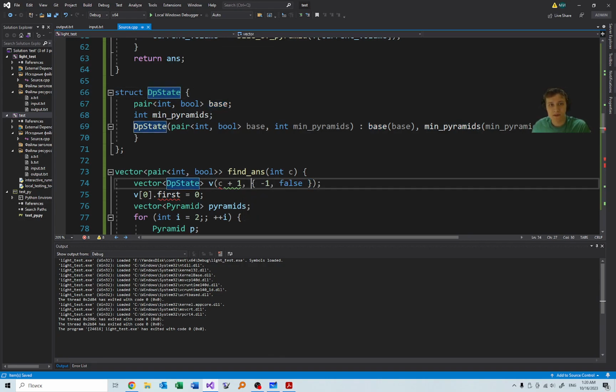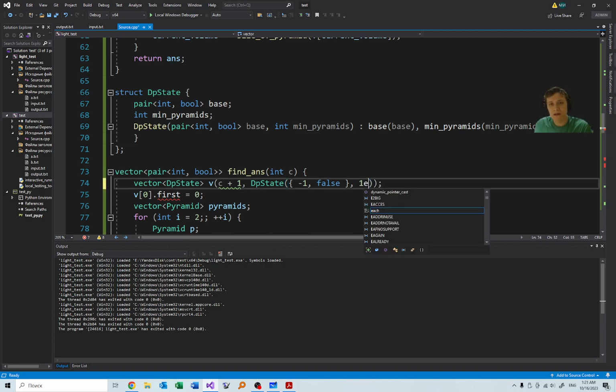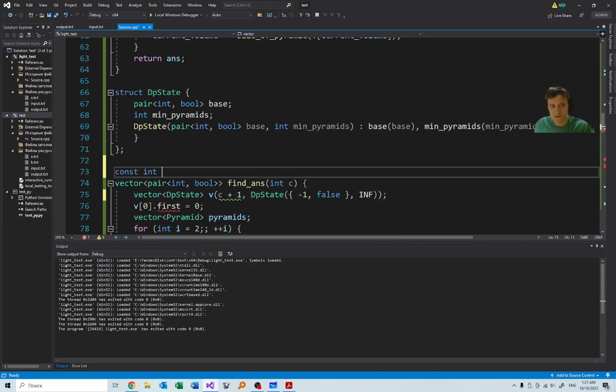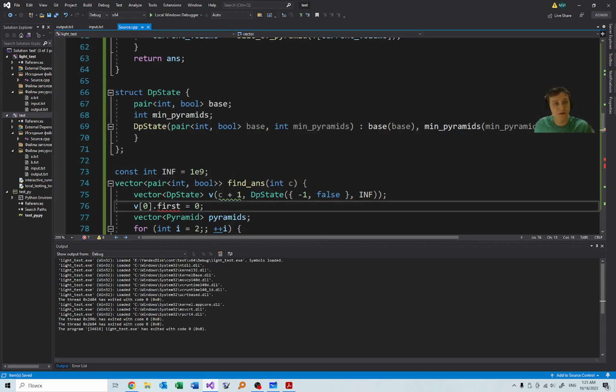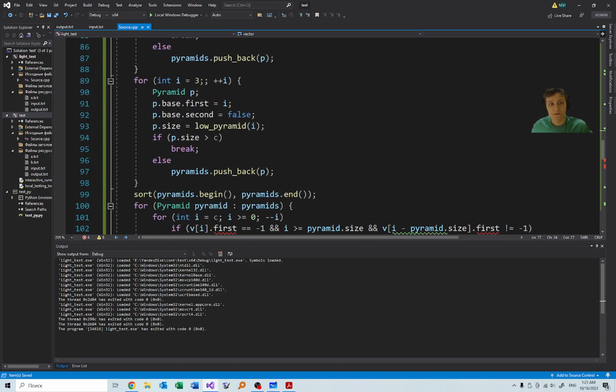So here we need to make a DP state of this base and this number of pyramids, for example. No, I would like to make it as big as possible. So let's make it infinity, where infinity is 1e9, for example. So v0.base.first is 0, and v0.min pyramids is 0. Great.